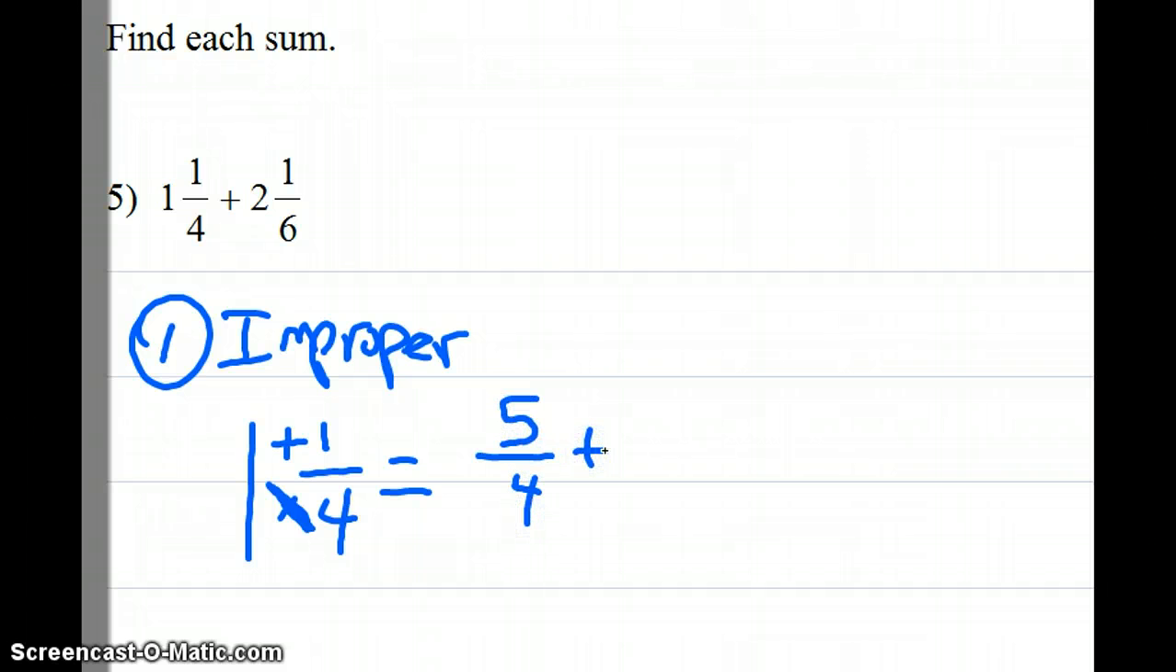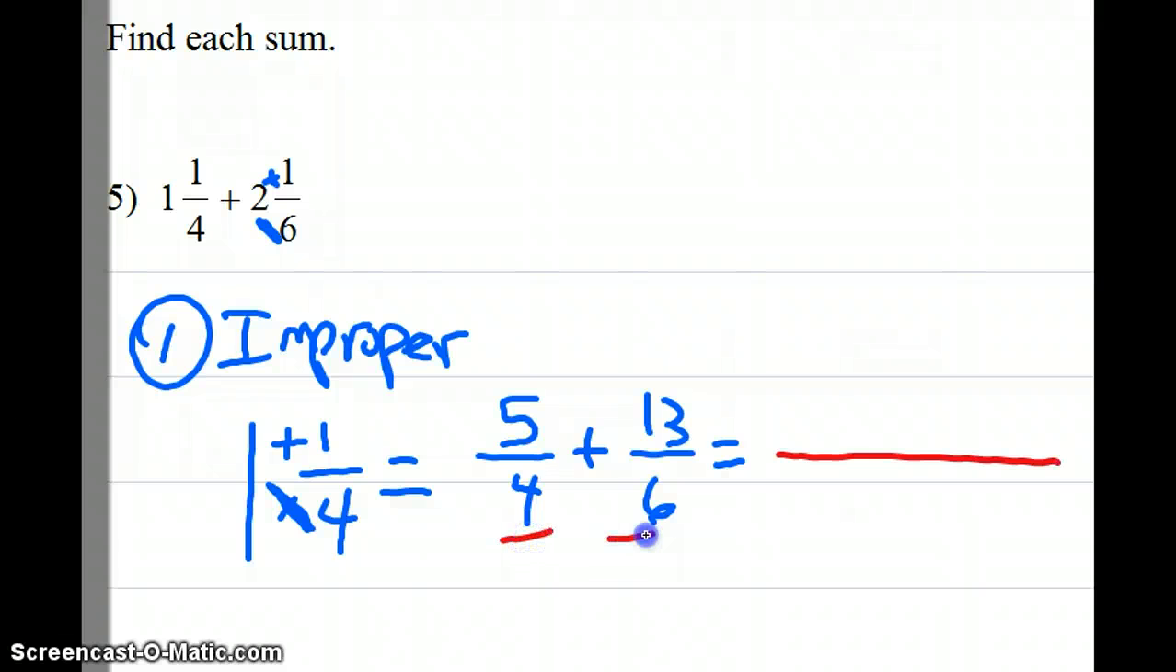Plus, let's do that same thing with this mixed number. So 2 times 6 is 12, plus 1 would be 13/6. Now we're in a situation where we want to get a common denominator. So again, think of common denominators as the least common. 24 is a common denominator, but 12 is the least common denominator because 4 goes into 12 and so does 6.